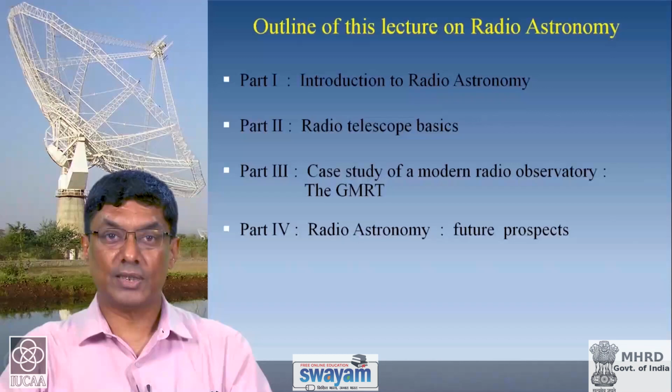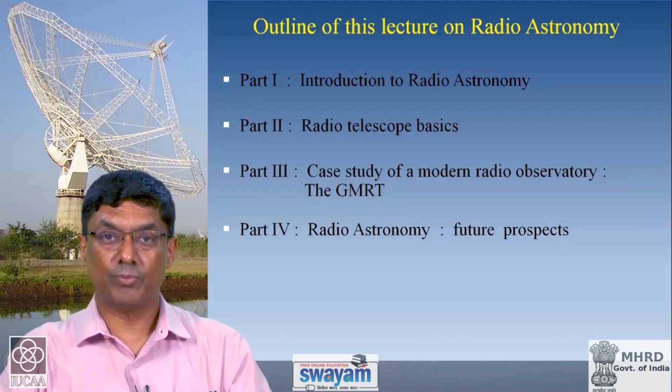So, I have split today's presentation into 4 parts, as you can see here, starting with the introduction to radio astronomy, telling you how it ties in with the other branches of astronomy and how it started, and moving on from there to talk about some of the basics of radio astronomy, how radio telescopes are built, how they function, how we use them, and moving on from there to illustrate some of these ideas by doing a case study of our own giant meter wave radio telescope, and lastly ending up with talking a little bit about what are the future prospects today for radio astronomy.